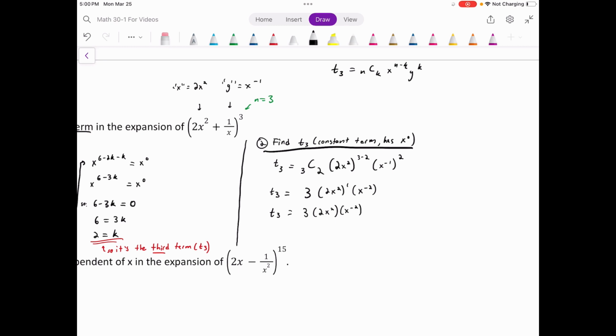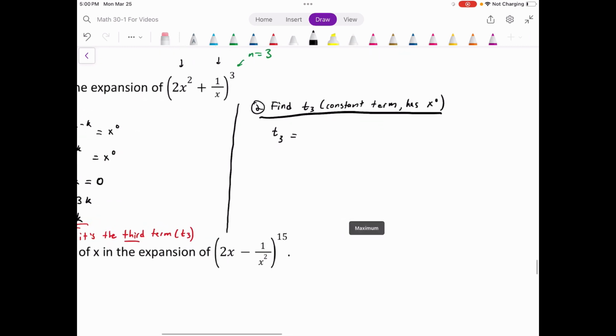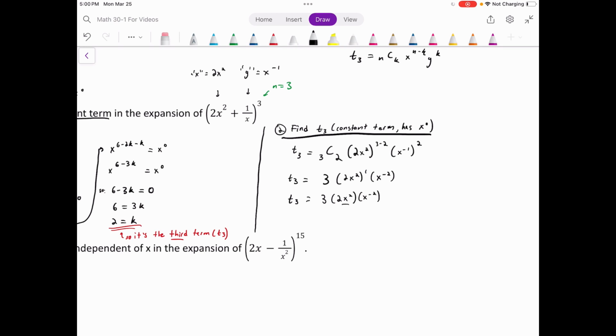This is the nice thing about finding the constant term, we know what we're supposed to get. We're supposed to end up with x to the power of 0. I'm liking this, x squared times x to the negative 2, that's just going to be x to the 0. So simplifying this a bit, 3 times 2 will give us 6. And then x squared times x to the negative 2 gives us x to the power of 0. So this is just 6. And hey, we were looking for a constant. We found a constant. The third term is just 6. No x's attached, because again, this is just 6 times x to the 0.